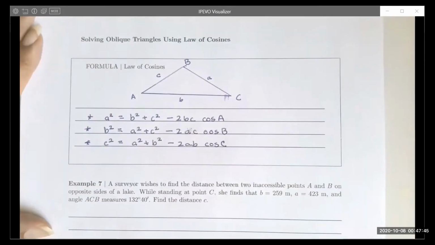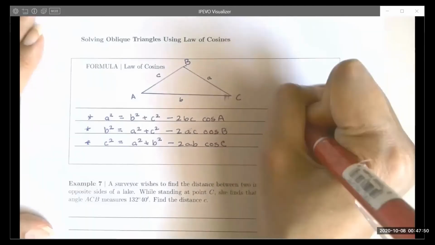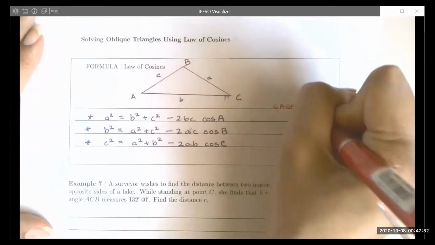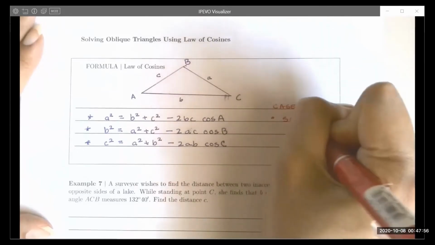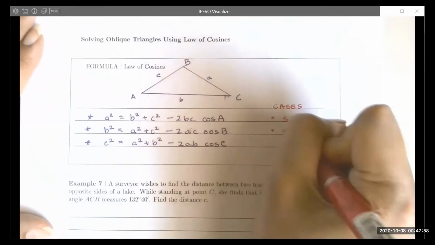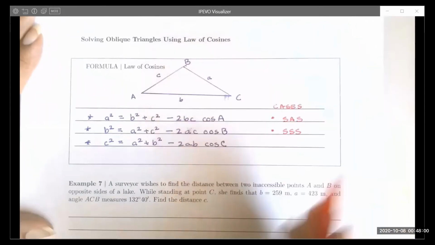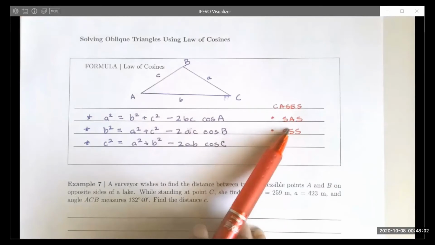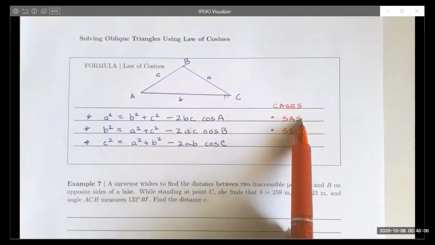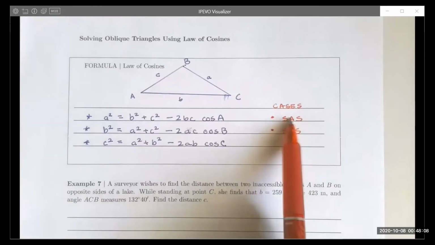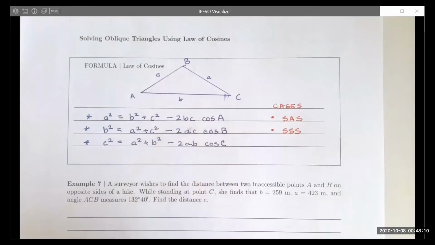And we can use this formula when we have the following cases. We can use it for side, angle, side. And we can use it for side, side, side. By that I mean that information is given to you: a side, an angle, and a side, where the angle is in between the 2 sides, or when you have side, side, side.